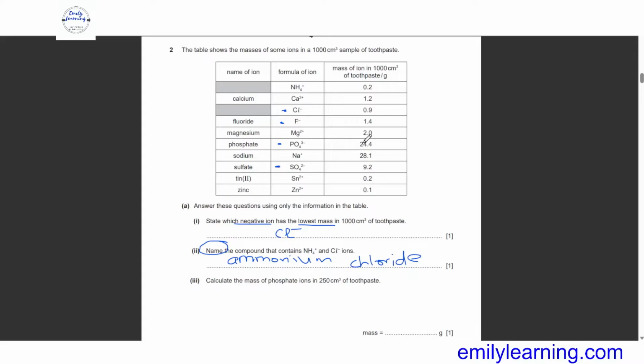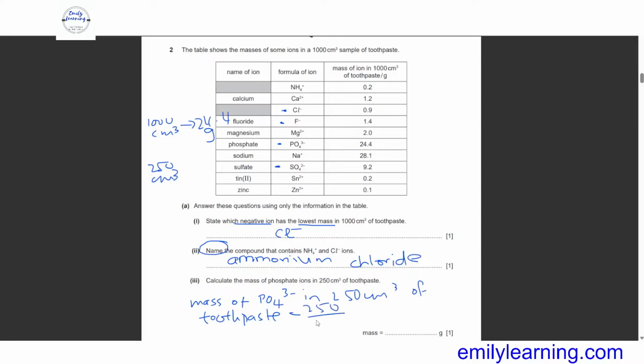I know that that is 24.4 grams in 1000 cm³. So in 1000 cm³, you have 24.4 grams of phosphate ions. So now you have 250 cm³ of toothpaste. So what is the mass? The mass of PO4³⁻ in 250 cm³ of toothpaste is equal to 250 over 1000 times 24.4.